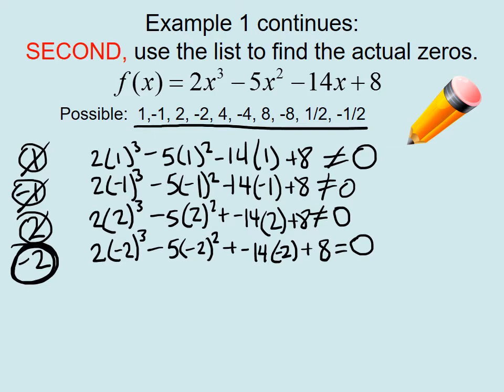What do we do next? We still haven't found the rest of the zeros. Now, could I sit here and plug in every single number to get to 0? I could. That would be a very long process though. And sometimes our list is very, very long.